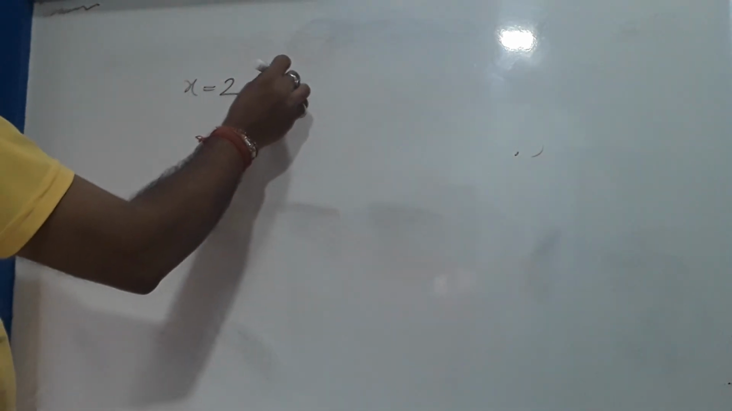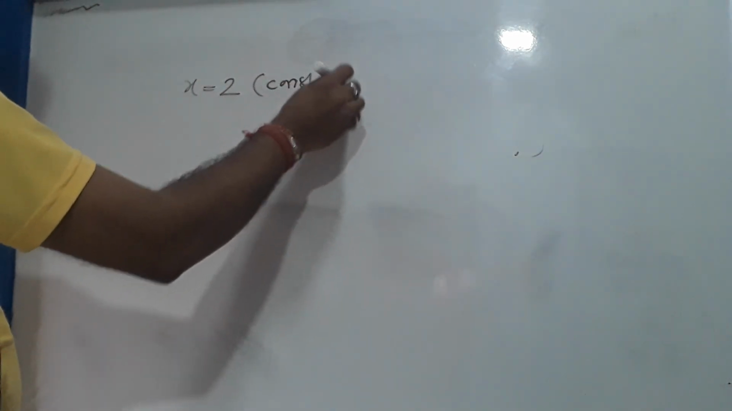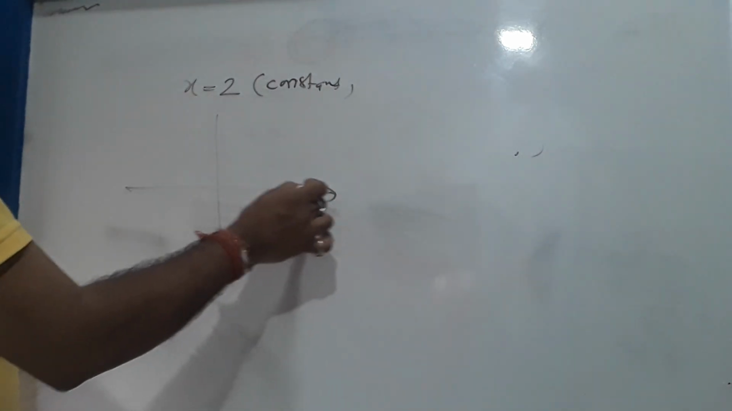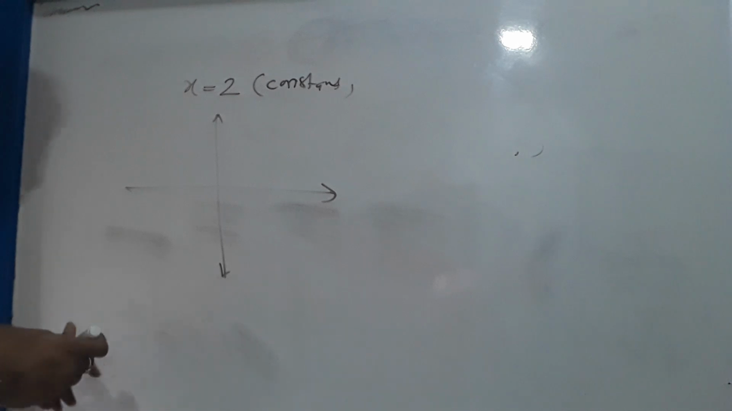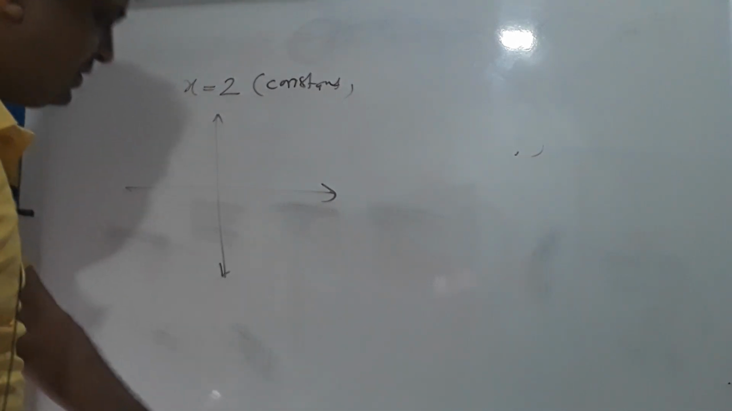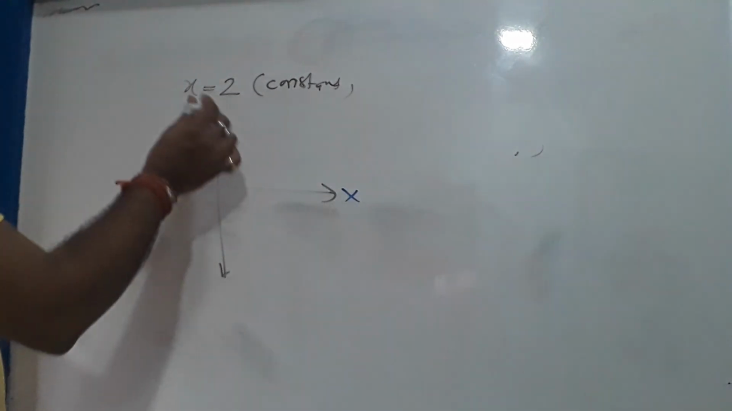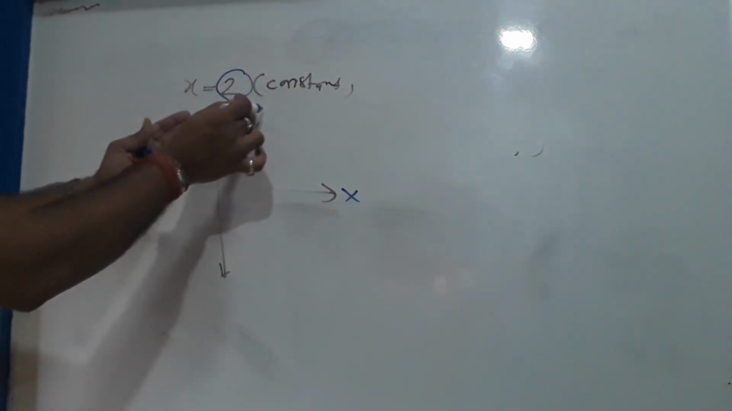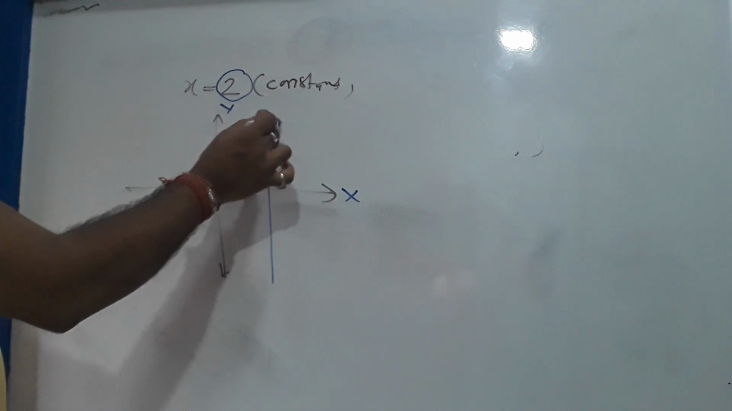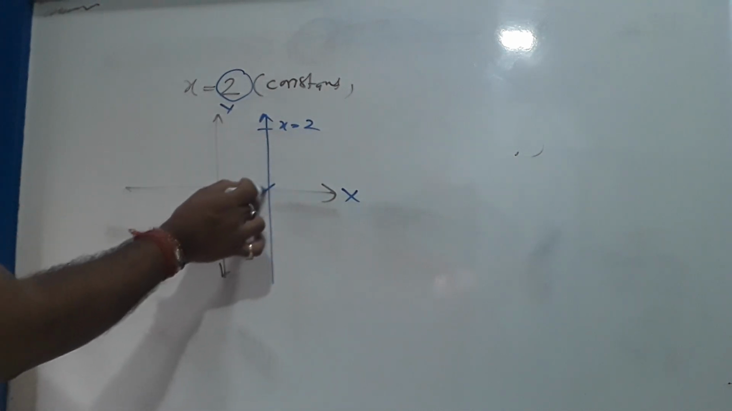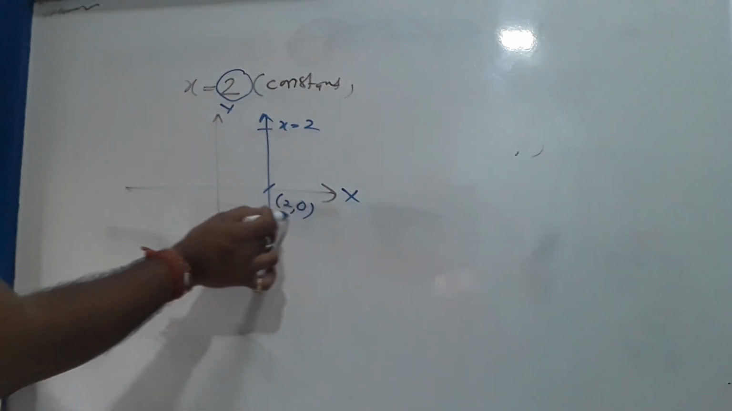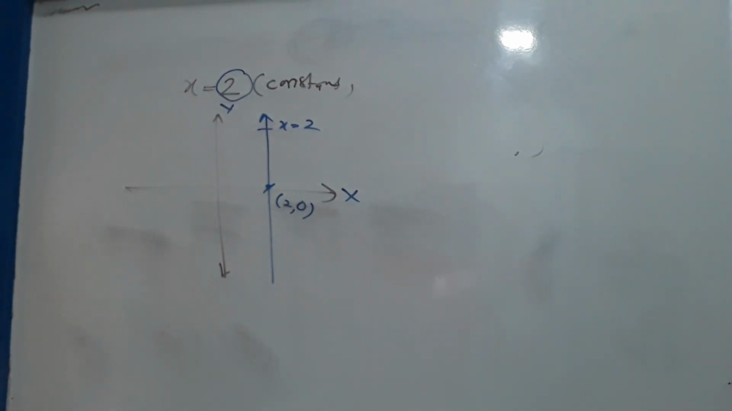X is equal to 2. What is 2? Constant. X is equal to 2 is a line parallel to the y axis. X is equal to constant is a line parallel to the y axis. On the x axis and y axis, x is equal to 2 is a constant line parallel to the y axis, passing through which point? Axis 2. Now this is the point on the x axis, so the y coordinate is 0, passing through 2 comma 0.